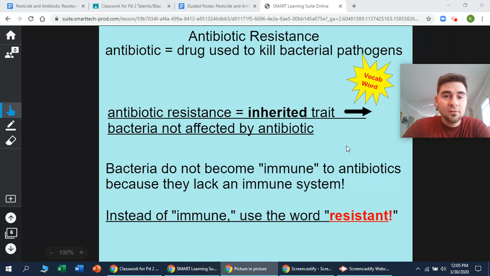Now, again, the same thing with pesticides here. Some of these bacteria have an inherited trait which leads to them not being affected by antibiotic. So some bacteria die from it, but some are resistant. Now, the key thing here is that the bacteria do not become immune because they don't have an immune system. So instead of immune, I want you to use the word resistant. So the bacteria are resistant because they're not going to be killed by the antibiotic.